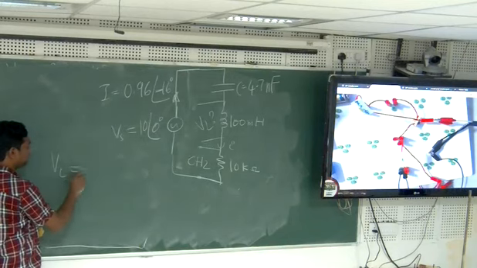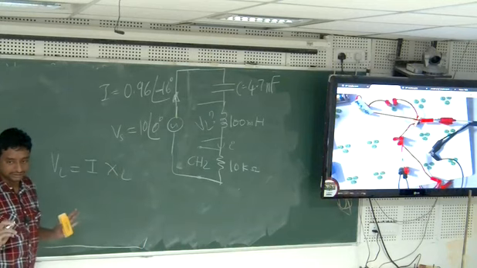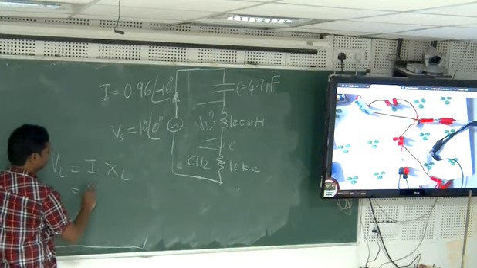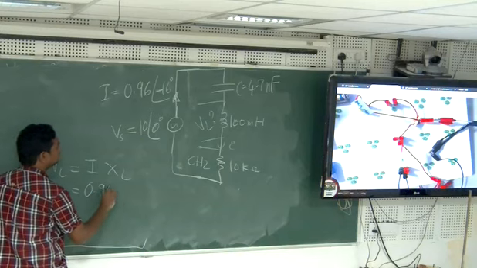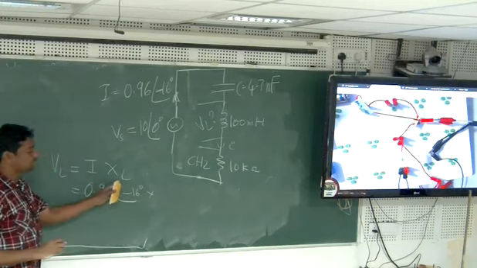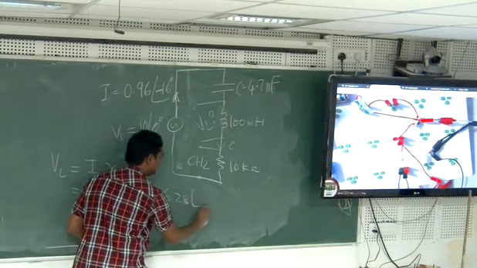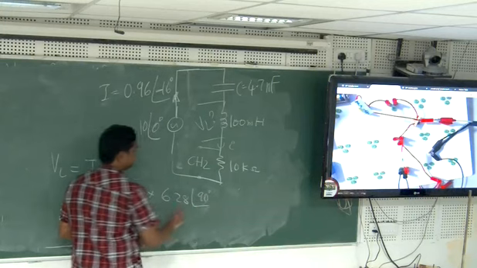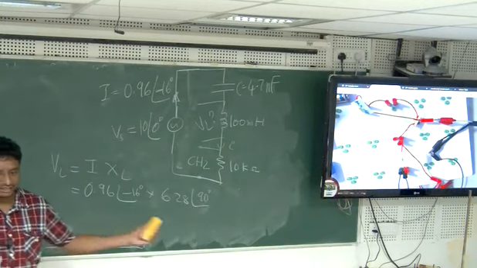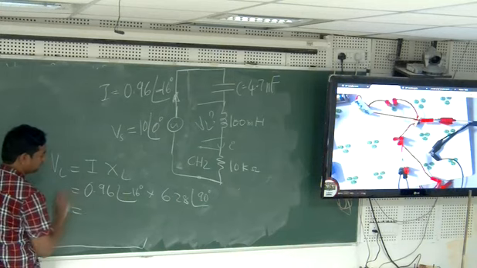Voltage of L is nothing but I into XL. So, what is I? 0.96 angle minus 16 degrees. And what is XL? 6.28, and the angle is 90 degrees. Remember, it was jXL, so I have to put 90 degrees angle. So what is the total now?